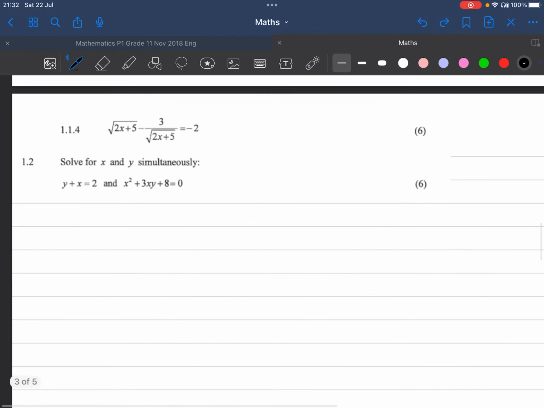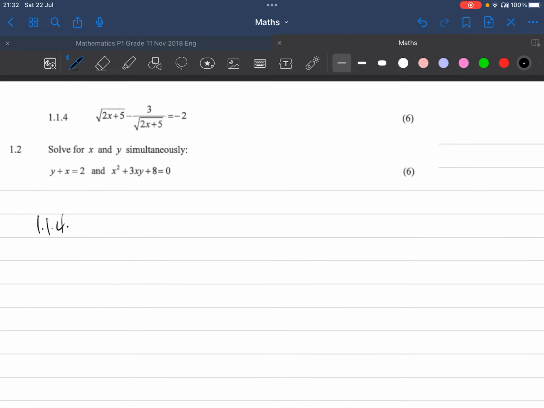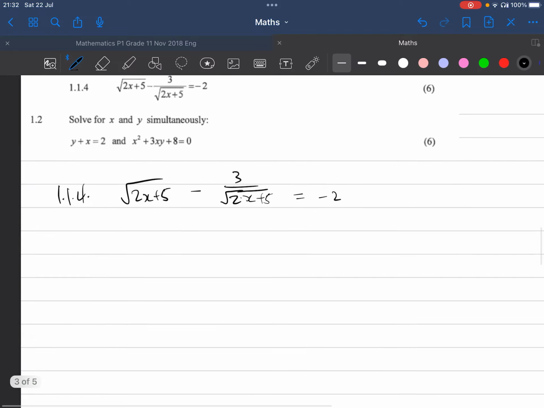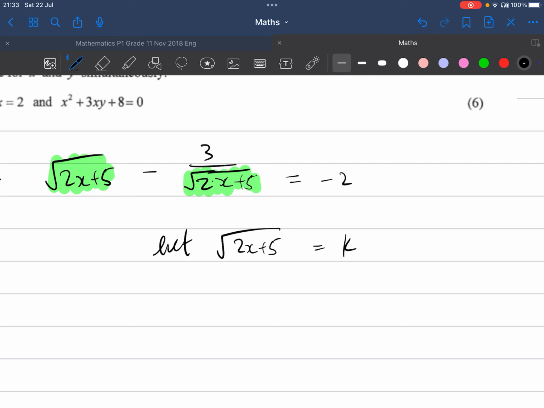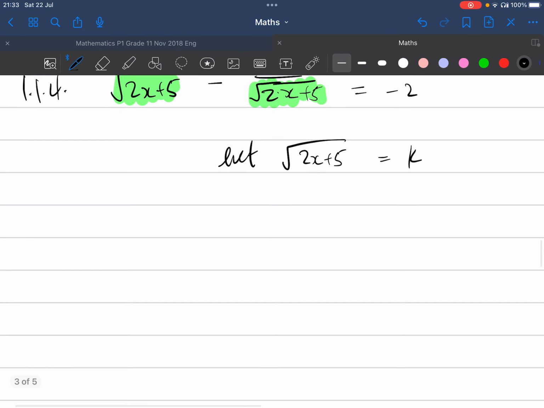Okay, 1.1.4. So this says root of 2x plus 5 minus 3 over root of 2x plus 5 equals minus 2. If we look at this nicely now, you can see that we have root of 2x plus 5 repeated twice. So what we can do is set that. We can say let the root of 2x plus 5 equal, let's say, k. You can pick any variable, but let's just say k.